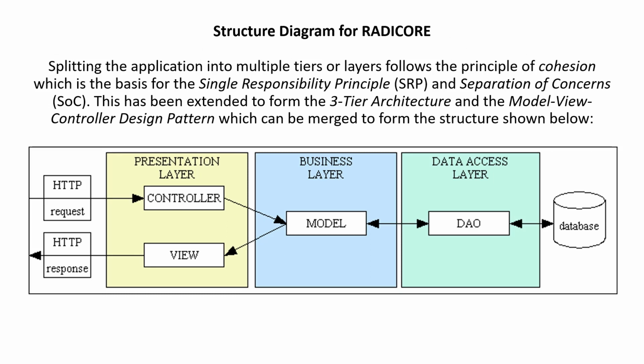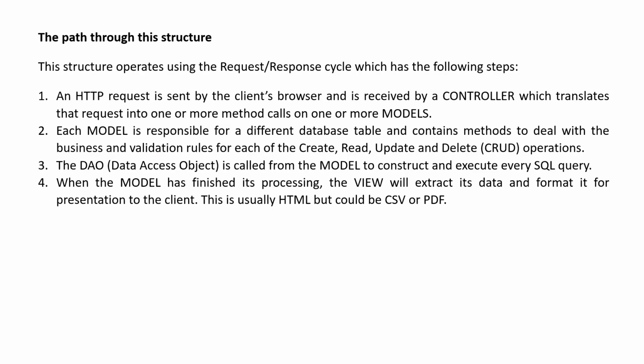Splitting the application into multiple tiers or layers follows the principle of cohesion, which is the basis for the single responsibility principle and separation of concerns. This has been extended to form the three-tier architecture and the model view controller design pattern, which can be merged to form the structure shown below. This structure operates using the request-response cycle, which has the following steps.